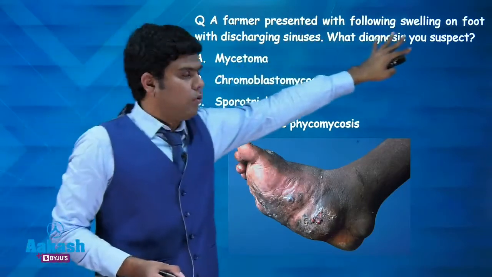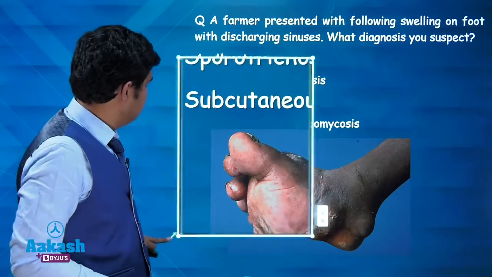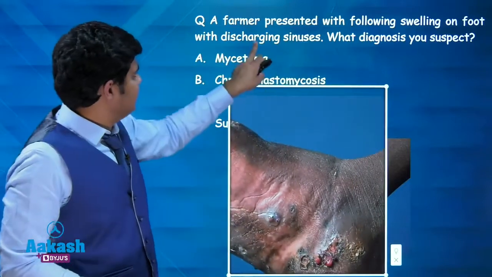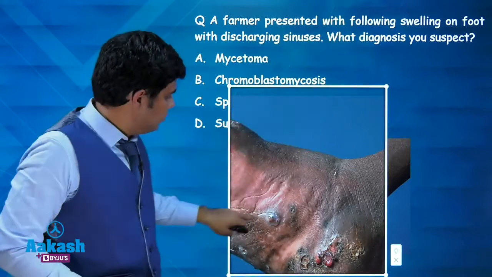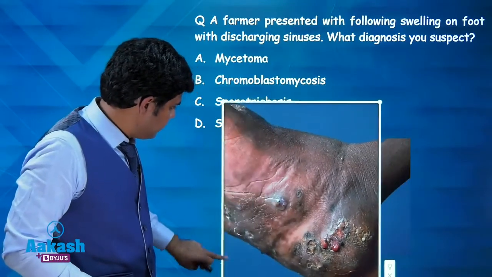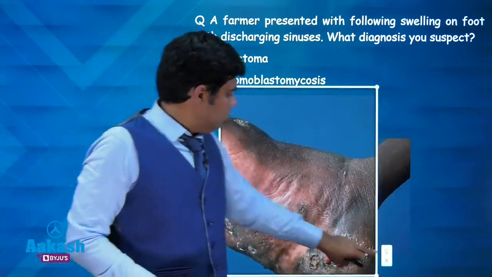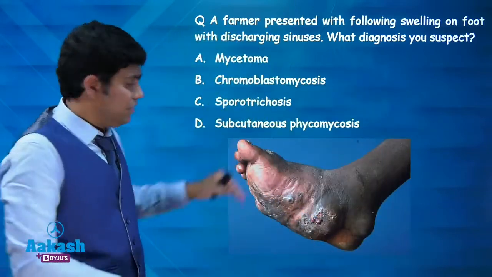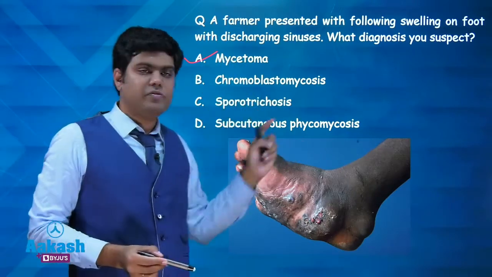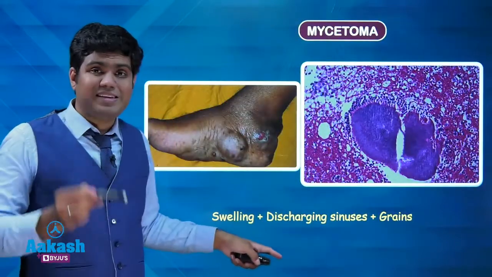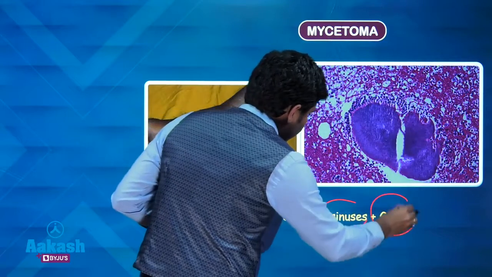A farmer presented with the following swelling on foot. So we have got a swelling here and also discharging sinuses. So swelling on foot with discharging sinuses, you should think of only one thing. So we have got sinuses here, swelling. So what is the diagnosis? It fits into mycetoma? It fits. So answer is mycetoma. It is not chromoblastomycosis, sporotrichosis, subcutaneous phycomycosis. So remember, mycetoma is a triad of three things: swelling, discharging sinuses and grains.